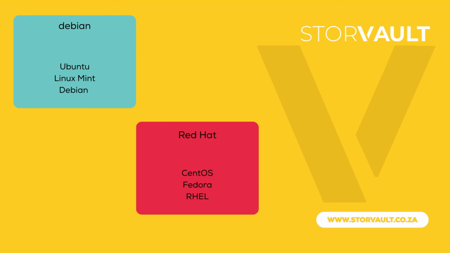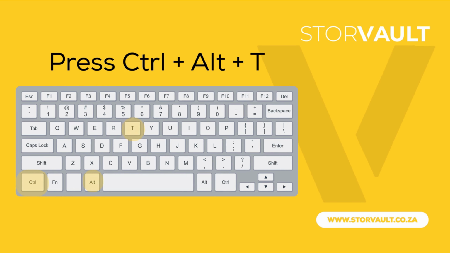First, figure out which Linux family you're in. If you have Ubuntu, Mint, or Debian, you're Team Blue. If you have CentOS, Fedora, or Red Hat, you're Team Red. Don't worry, both work the same way. Now Team Blue. Press Ctrl+Alt+T.